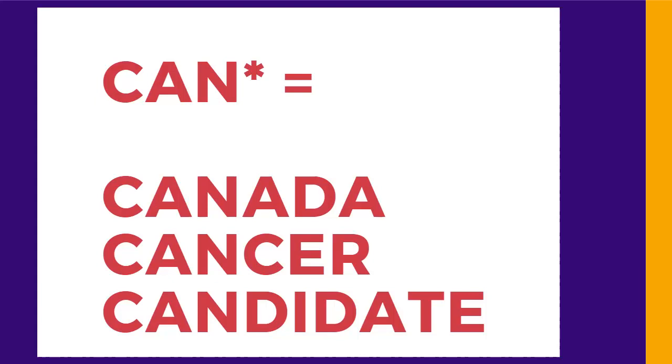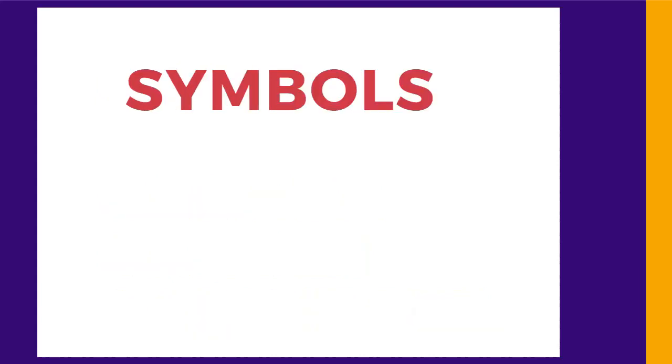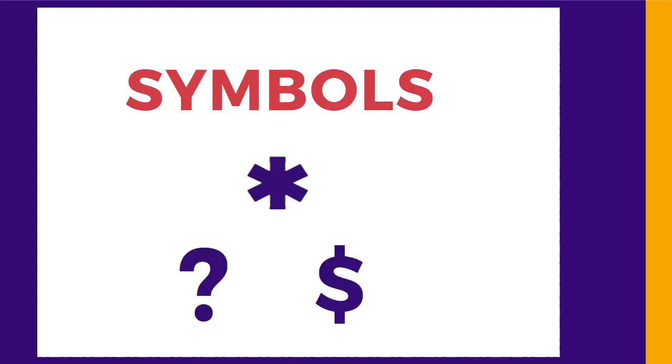While the truncation symbol for Omni and most of our popular databases is an asterisk sign, truncation symbols are not standardized and can vary from database to database. Common symbols include a question mark and dollar sign. Check the database help files to see which symbol is used in your database.